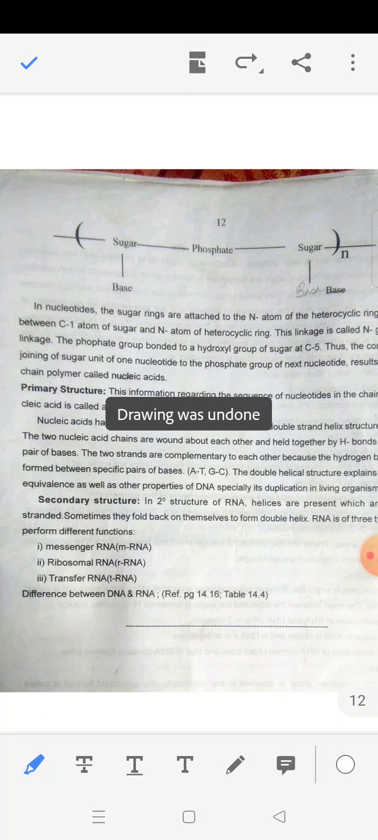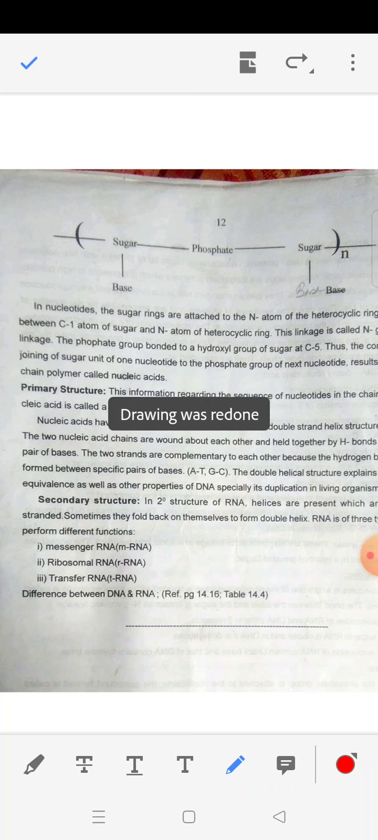This is another way you can represent the nucleic acids: sugar linked to base, then phosphate, and again sugar base. This way you can see the brackets are drawn by cutting the bonds, which indicates the polymer, but here the point of linkage is not mentioned. So according to me, the previous representation is better.